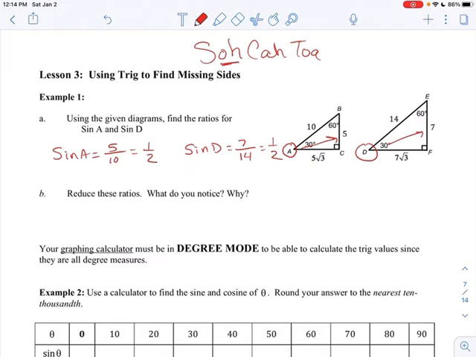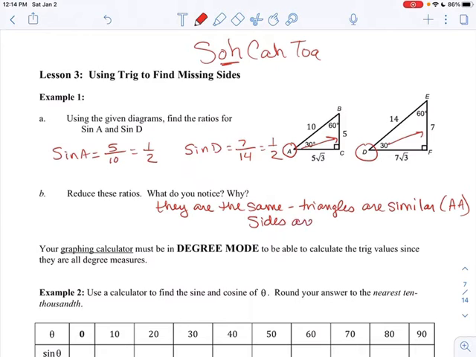So what do you notice? I notice that they are the same. Triangles are similar, so their sides are in proportion. Triangles are similar by angle, so that means the sides are in proportion. And that's basically why these trig functions work. The calculator has all of these ratios stored in it, and we're going to start using our calculator today to find the missing sides of things.